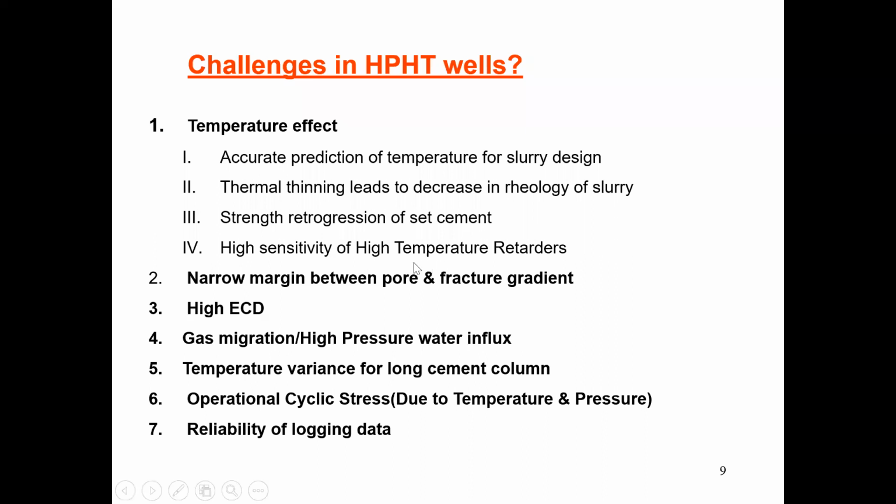High sensitivity and temperature retarders. This is very important in HPHT wells. Why? Because retarders are required: the higher the temperature, the more the thickening time gets reduced. So for higher temperatures, we use retarders. Those retarders are very temperature and dose sensitive. So when we design the cement slurry, the dose sensitivity also has to be checked.